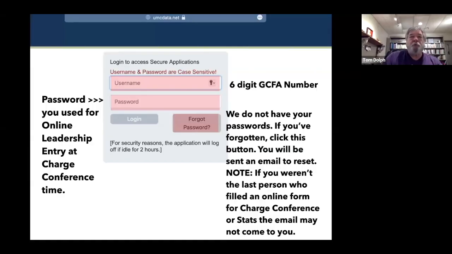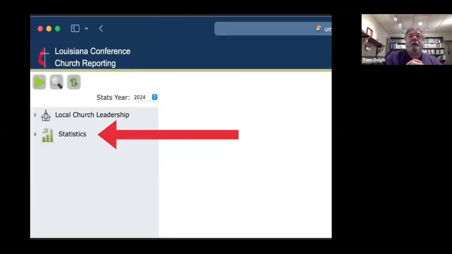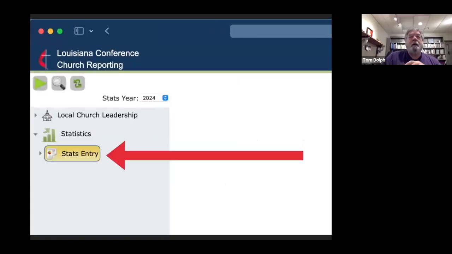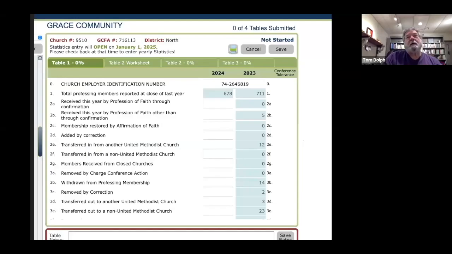Once you have entered your username and password, you will see a screen that looks something like this. Click that statistics button, and then this should pop up, and you should be able to click that as well. And then you may see your church's name that you have to click, or it may go directly to this view. Mine's a little different because I have administrative rights, so it doesn't show up exactly like yours would, but this is where you eventually end up.